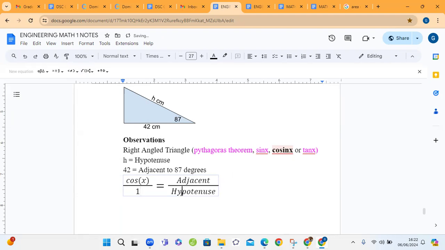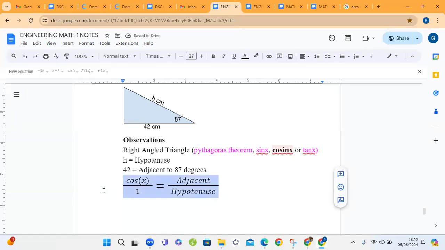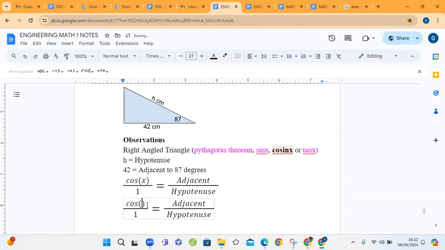Now you substitute now. We know that x is equal to 87. The adjacent is equal to 42. And we are solving for the hypotenuse, agreed? So therefore now we can cross multiply, isn't that so? Yes. That's why it's advisable to put the trigonometrical definition over 1, so you can cross multiply.